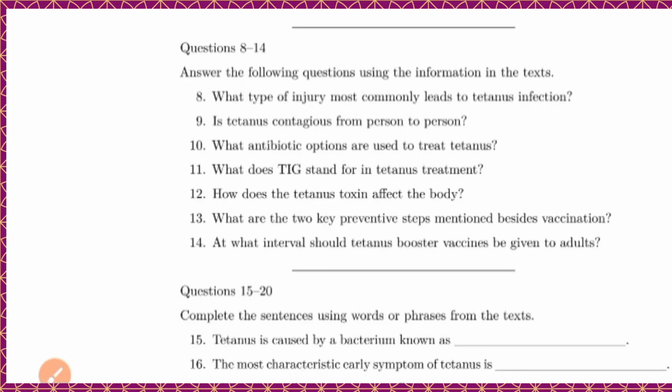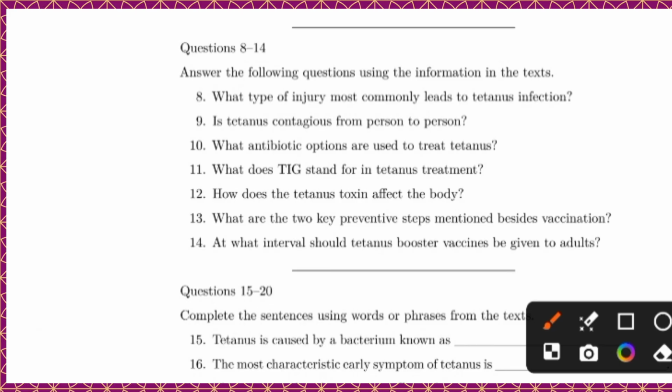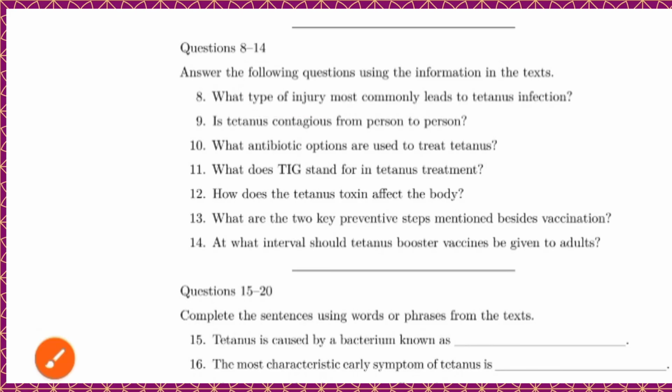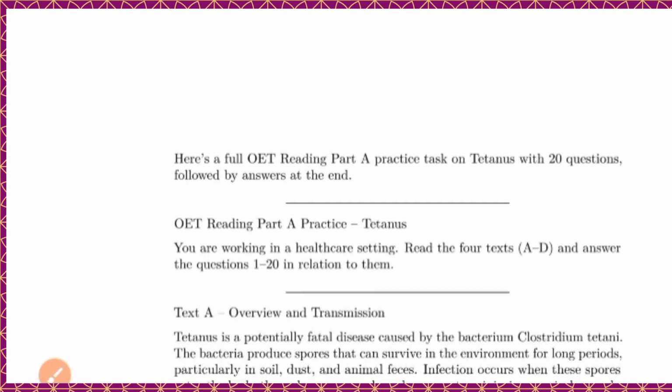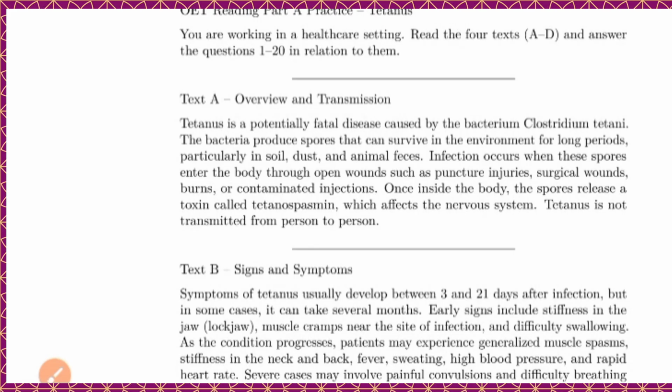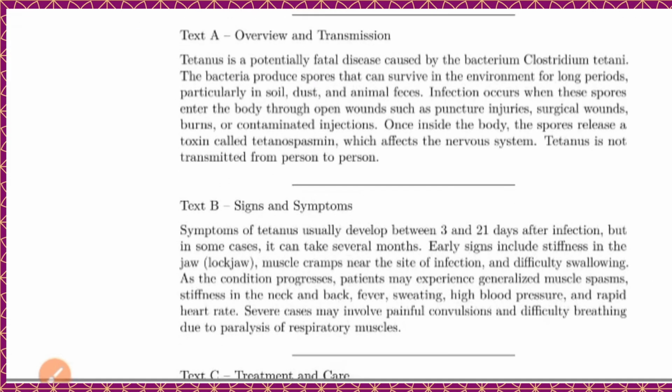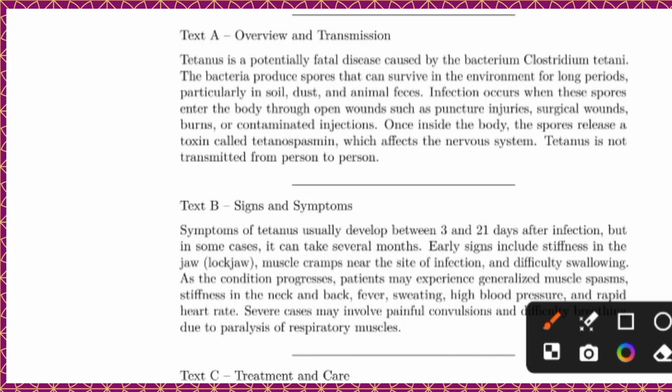For this we have to look for the keywords type of injury, then tetanus infection. So we have to move toward text number A. First of all we have to check text number A. When we skim and scan, it mentions open wounds such as puncture injuries. So which type of injury is it? Puncture injury. So we write puncture injuries as the answer for the 8th question, okay.